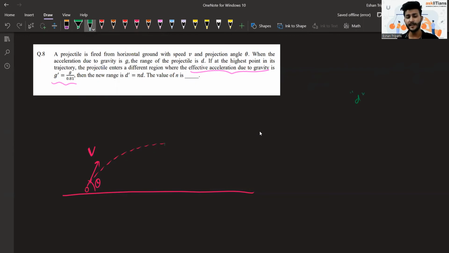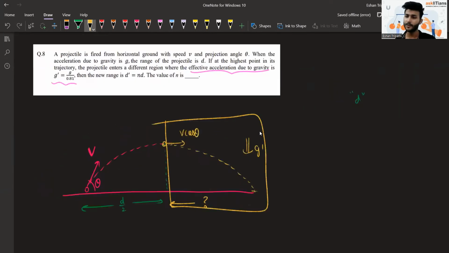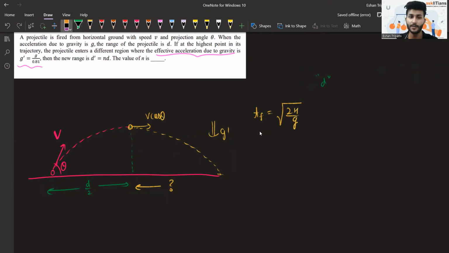Original range is d. So we can say d by 2 has already taken place, like d by 2 has already moved horizontally. Now, the only thing that we are supposed to find is for this new motion, when it is at the topmost point, already moving with v cos theta speed, if the gravity becomes g dash, then what is going to be the new distance traveled by it before it falls? So we need to solve the question only for this part. We would first of all find the time in which it falls on the ground. For that, we would say time of falling is root 2h by g. But then the question is, what is the value of the height h up to which it has reached?